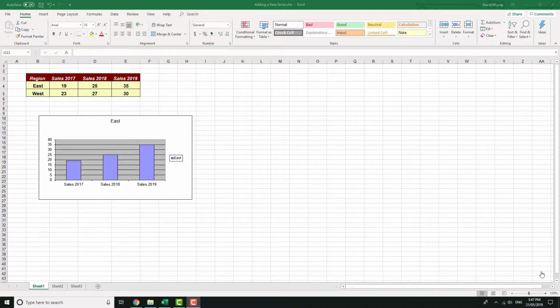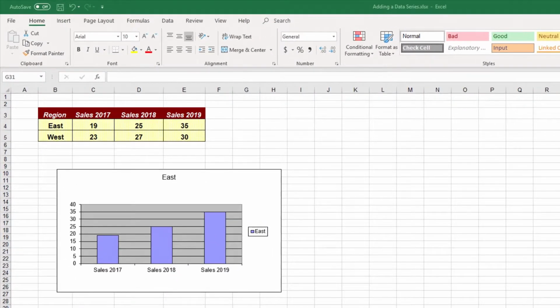Now in this section I'm going to see how to add a data series to a chart and also how to remove a data series from a chart. Now if you look at this table of data here, I've got sales for two regions. I've got the East region here and the West region here, and we've got sales for 2017, 18 and 19. However, if we look at the chart, we only have data for the East region, not the West region.